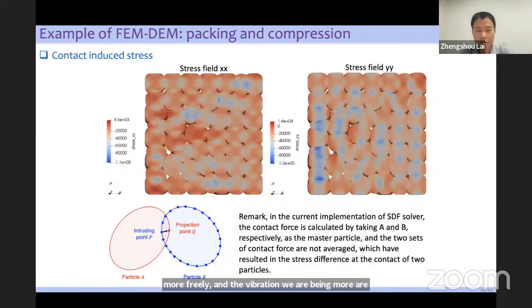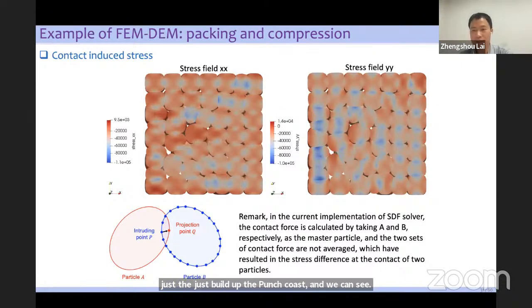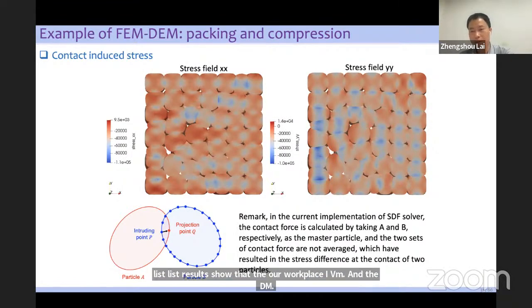Here shows the stress field of the particles, and we can see at the contact points we will have greater stresses. So these results show that our coupled FEM and DEM can be used to model the deformable particle problems.